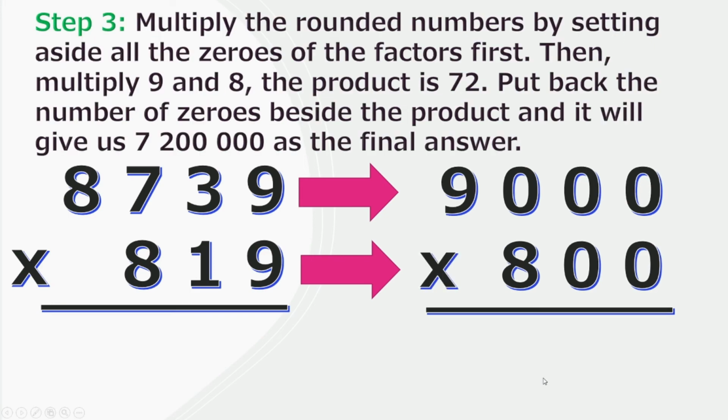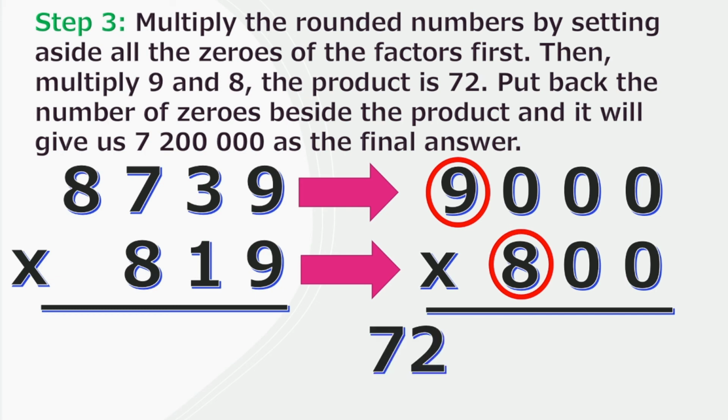Step 3. Multiply the rounded numbers by setting aside all the zeros of the factors first. Then multiply 9 and 8. The product is 72. Put back the number of zeros beside the product and it will give us 7,200,000 as the final answer.